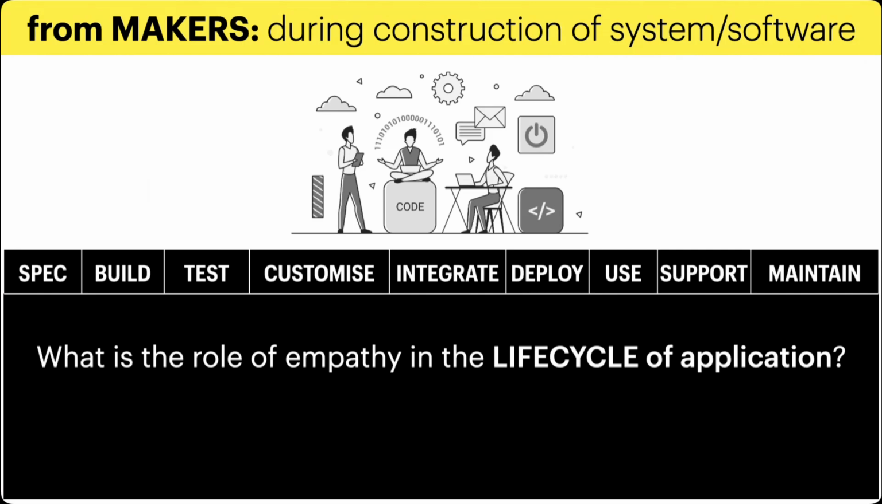That means they will take the product and do some customization. Maybe there is a professional services team that delivers it, or there may be integrators with other pieces who put it into place. There might be people who deploy, people who support, people who maintain. So there are various stakeholders in the life cycle from the maker standpoint, right? And what we're really asking is, how can I be empathetic using the idea of the life cycle of the application? So if I walk through that a little bit, these are some of the ideas.